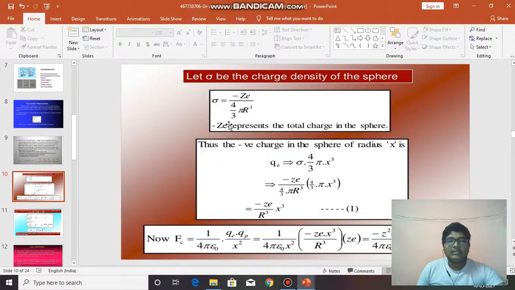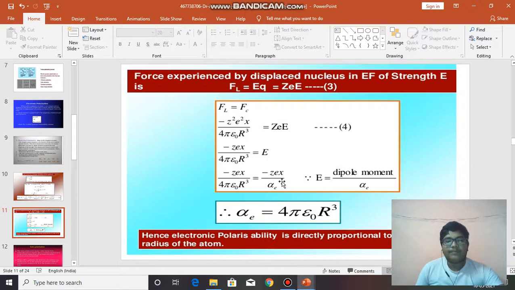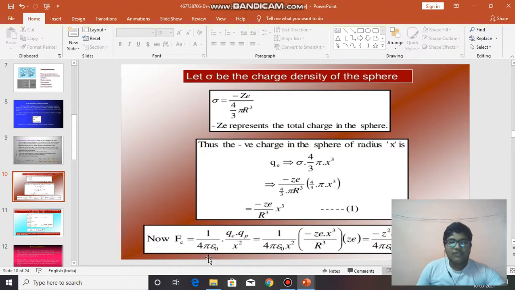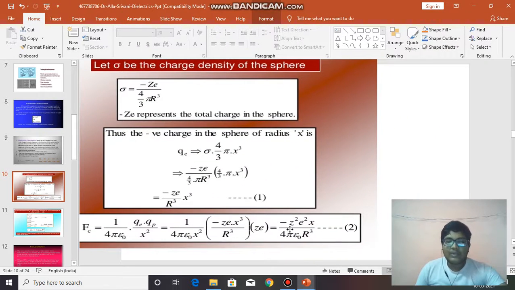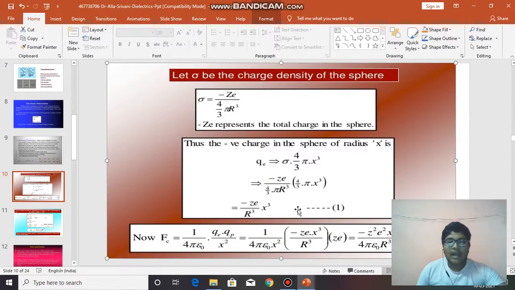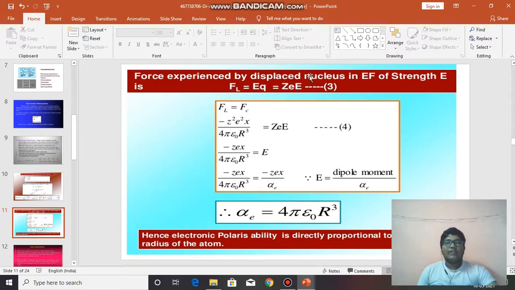And then this is the derivation, in which rho equals minus Ze by 4 by 3 pi r cube. Here rho is the charge density of the sphere, and minus Ze is the total charge of the sphere. By deriving this we can obtain Fc equals 1 by 4 pi epsilon naught into Qa into Qp, as it is the product of two charges. And we finally get minus Z square e square x by 4 pi epsilon naught r cube. And then the force experienced by the displaced nucleus in the electric field is FL equals Eq, equals Ze into E.